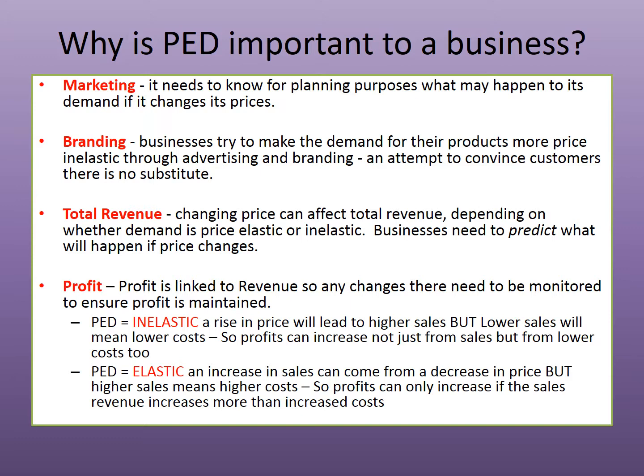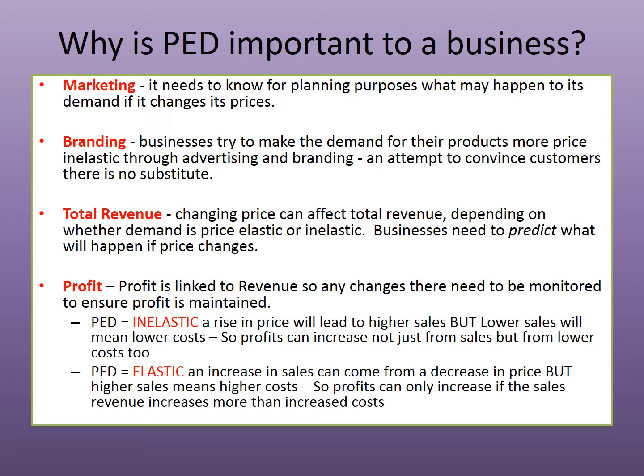Total revenue. Changing price can affect your total revenue depending on whether the price is elastic or inelastic. So guys, you need to be able to predict what will happen if that changes. And then profit. Profit is linked to revenue. So any changes need to be monitored to ensure profit is maintained. So if you have a PED which is inelastic, a rise in the price could lead to higher revenue, but lower sales mean lower costs. So profits can increase not just from sales, but also from lowering those costs as well.